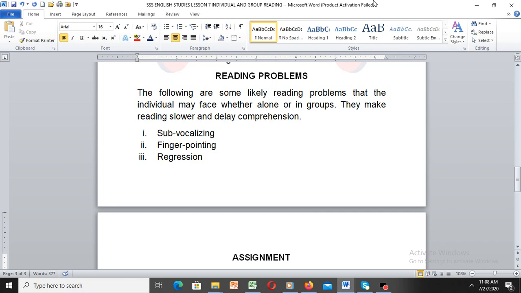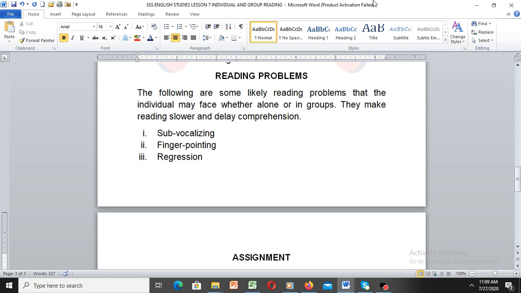When you begin to finger point in reading, it slows reading and it also slows what? Understanding. So don't use that method. Using a pencil or a ruler to point is not right. Okay? So do not finger point while reading. It's a problem that will not allow you to have good reading skills and fast understanding of what you're reading.